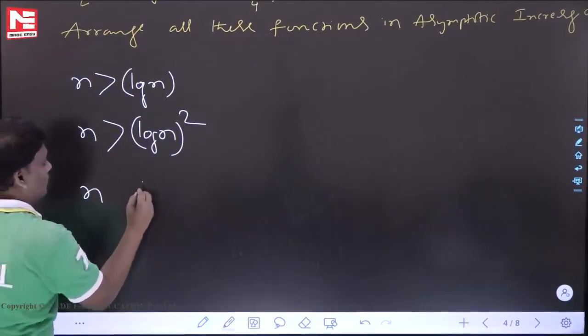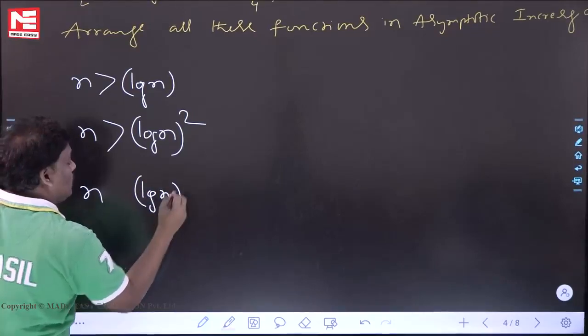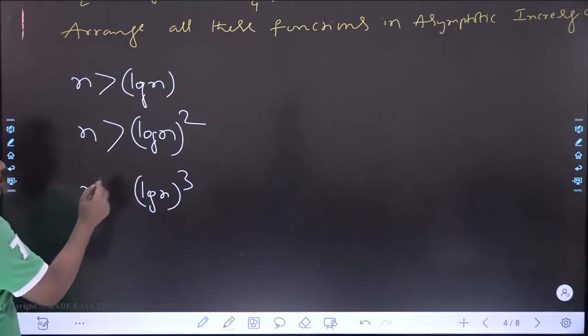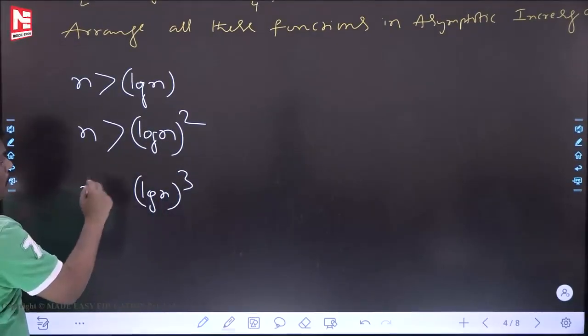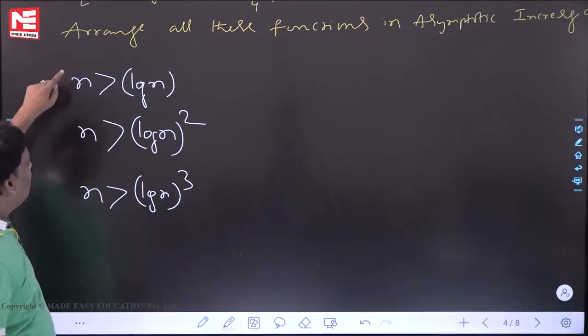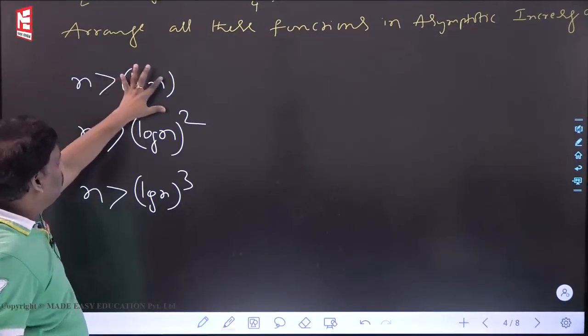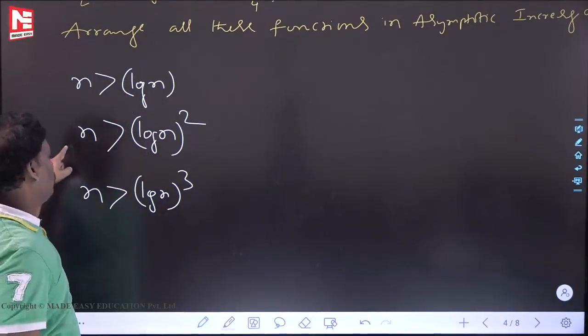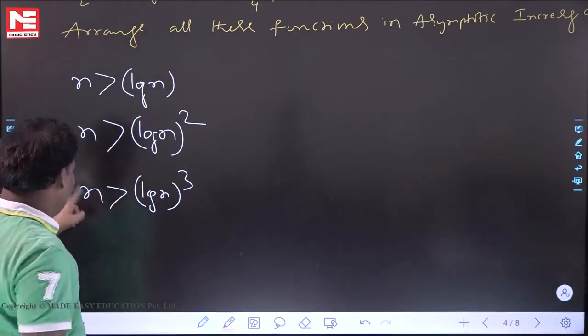It is n and log n whole power 3. Then what is the answer? Who is bigger? If you have doubt, apply log on both sides. It is log n. This is going to be 3 log n. Log n and log n, everyone now. Log n is bigger. So what I want to say is, linear and logarithmic you take, linear is bigger. Logarithmic squared, still linear is bigger. Logarithmic cubed, still linear is bigger.